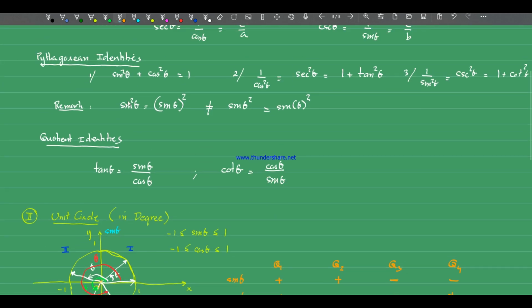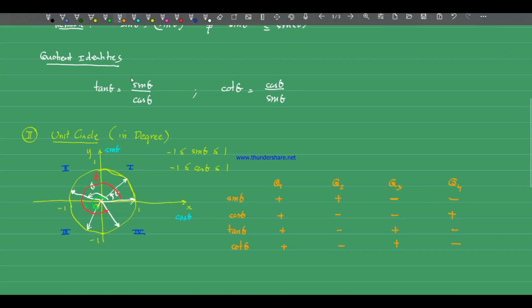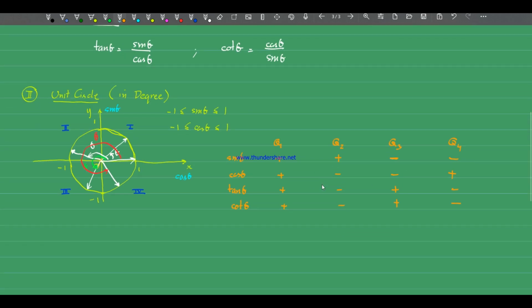When you use the Pythagorean identity to evaluate a trigonometry function, you see that when you have a square, you have to take the square root, and when you take the square root, it gives you positive and negative. You don't know whether the answer is positive or negative. The only way to know is to understand this circle, or you have to memorize the table. Okay? Remember that.